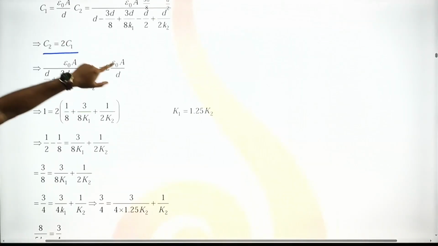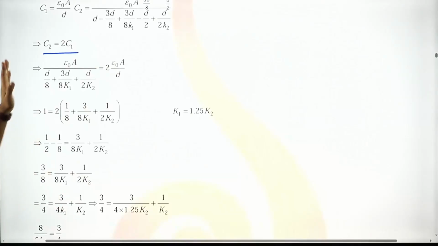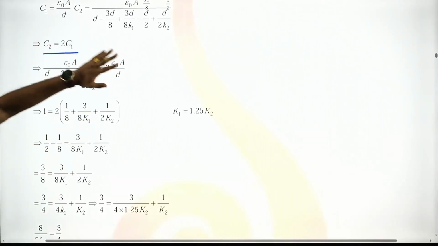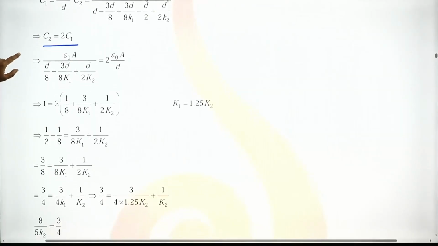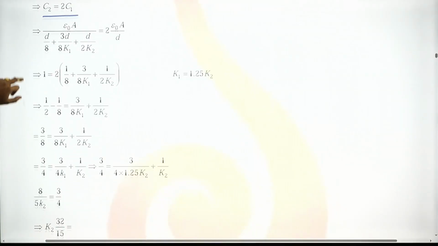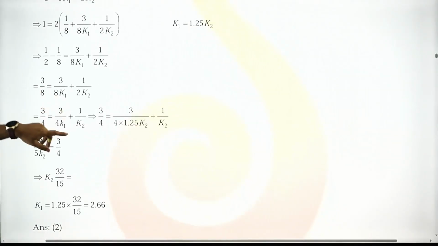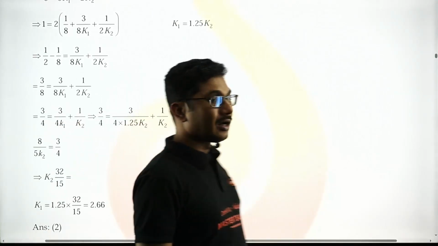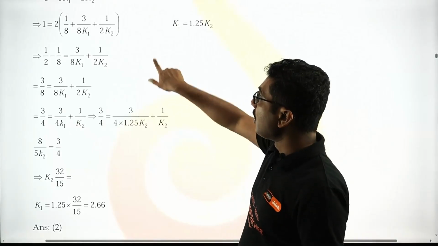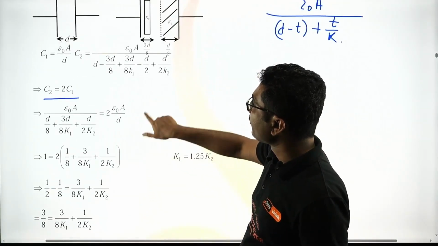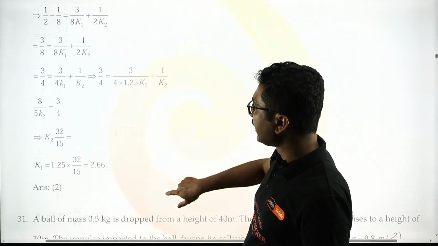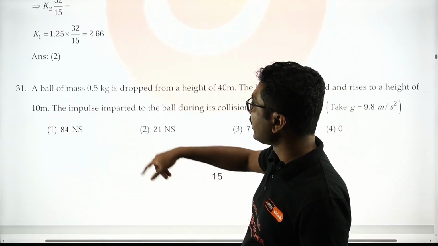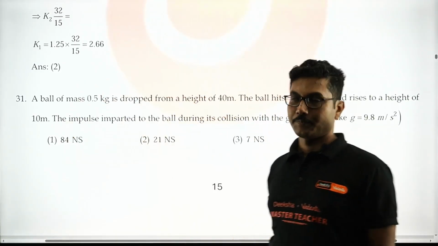So you put this value equal to twice of C1. You cancel whatever can be cancelled. d and epsilon naught A will be cancelled, and you get a relationship between K1 and K2. Okay, you get the direct relationship. Now again our direct relationship is given, K1 is equal to 1.25 I think, right? 1.25 K2. So put that value again in this and you can calculate K1 to be 2.66. Okay.